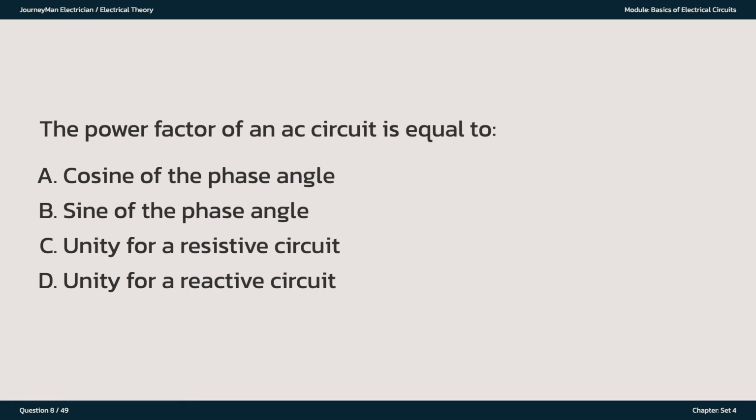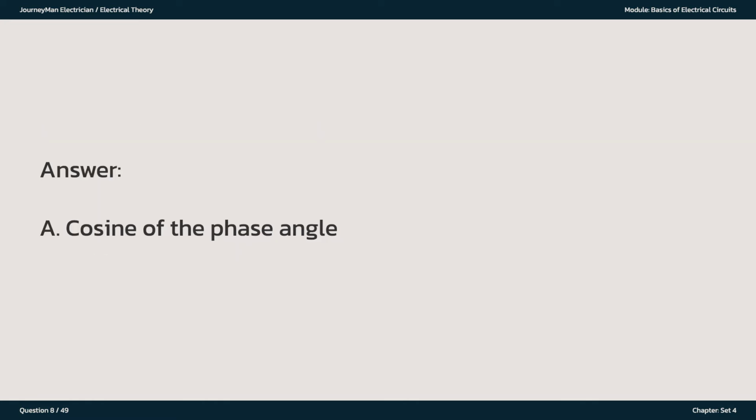The power factor of an AC circuit is equal to A. Cosine of the phase angle, B. Sine of the phase angle, C. Unity for a resistive circuit, D. Unity for a reactive circuit. The answer is A. Cosine of the phase angle.